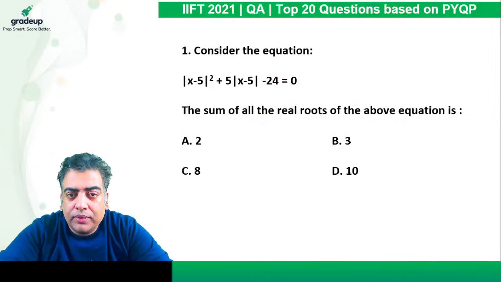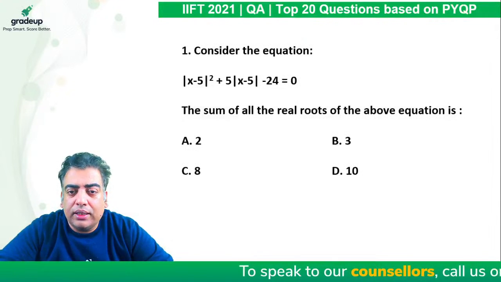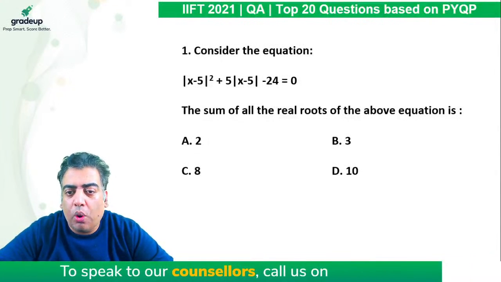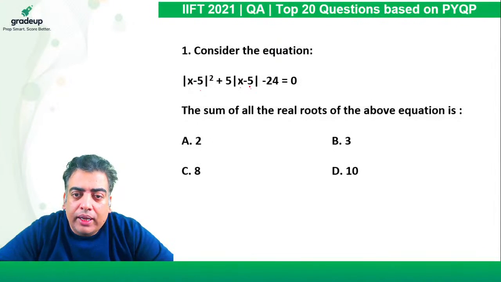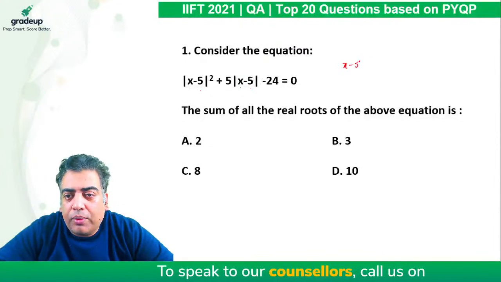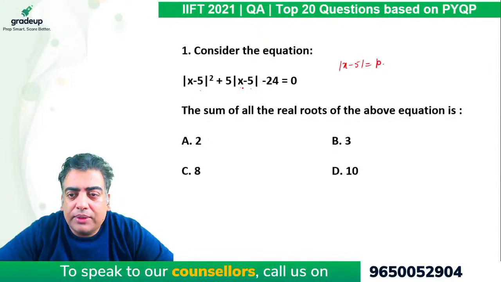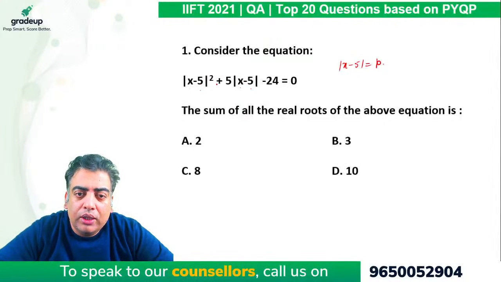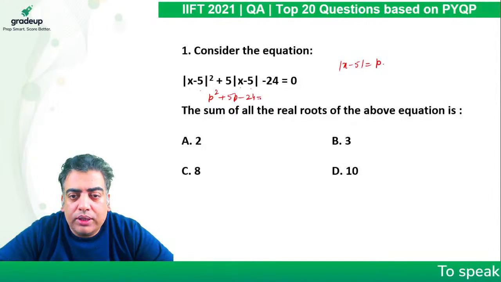All right. So let's start with the questions now. So question number 1 says, consider the equation and we need to find sum of all the real roots of the above equation. So in this case, we can see there is x minus 5 modulus and again x minus 5 modulus. Either we take a range of x and then solve it, or we can assume x minus 5 modulus as p. So it will make our job easy to find the value of x minus 5 modulus straight away. So it gives me p square plus 5p minus 24 equals 0.